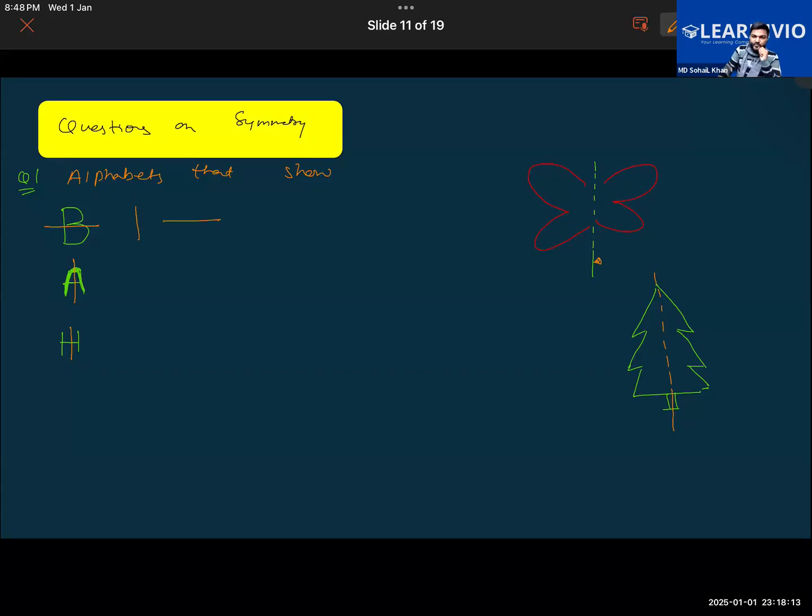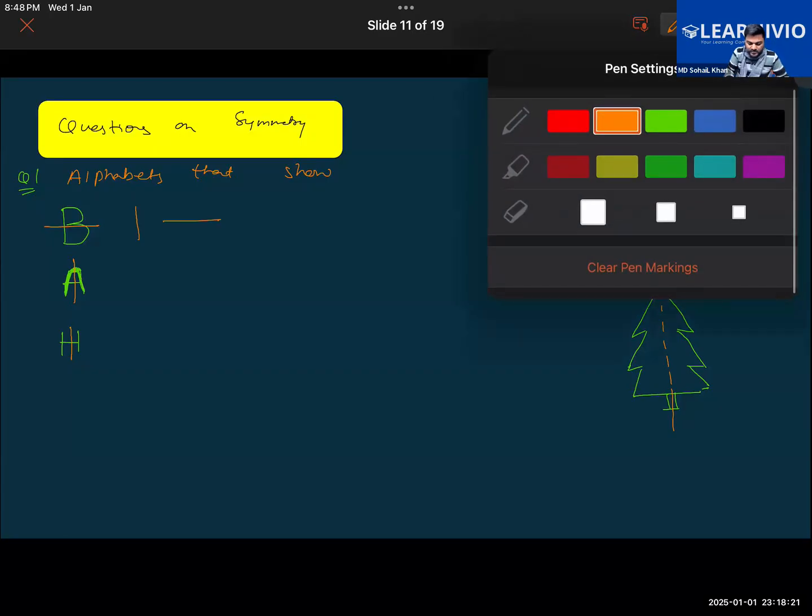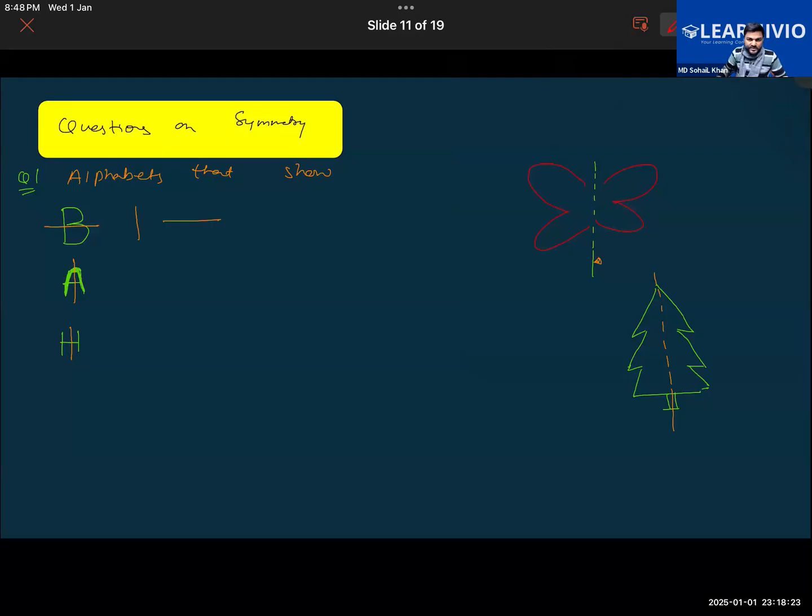Okay, what you are going to do is write all the alphabets on a sheet of paper and you're going to draw the line of symmetry across them. You got it, what you have to do? Okay. All the alphabets. 26. Yeah, all the 26 alphabets. Okay.